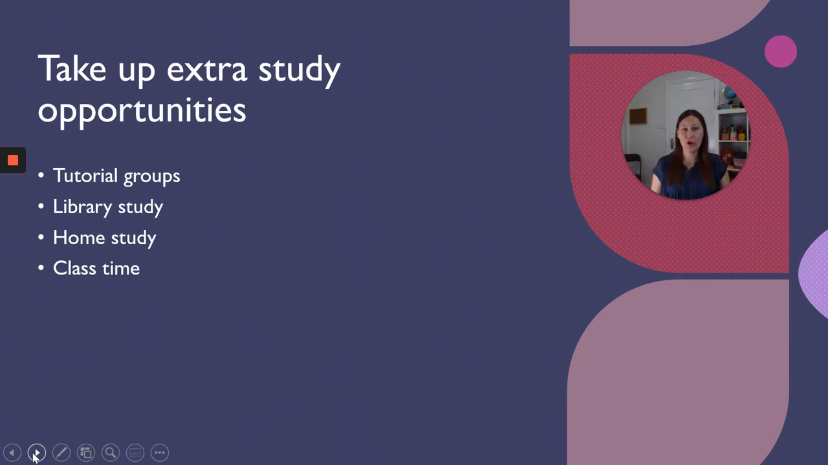You can also study at home with other people or try and carve out some time to have a parent or somebody else hold you accountable for keeping your study schedule that you've set for yourself. And then finally, don't forget to make the most of your class time.